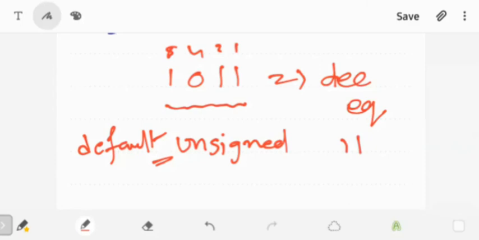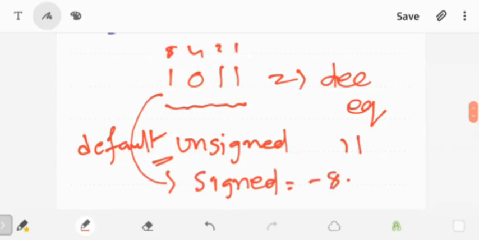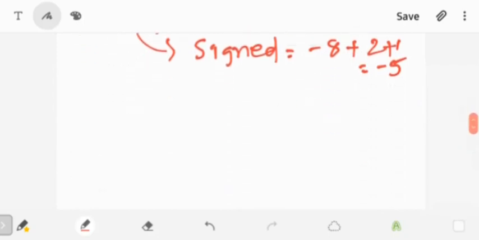If it is explicitly mentioned as a signed number, then what you have to do? This is minus 8 plus 2 plus 1, this is minus 5. If it happens to be the result of the sum of two numbers where we process signed numbers, the answer will be accordingly. I guess it is clear to all of you. Now let's move to another thing.